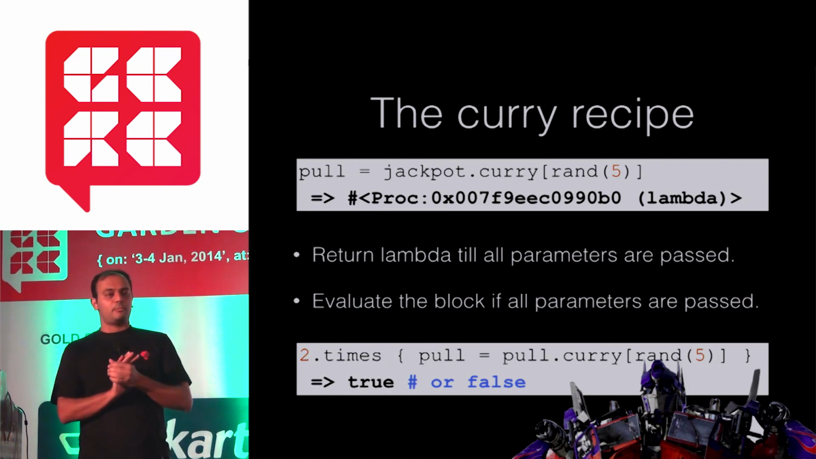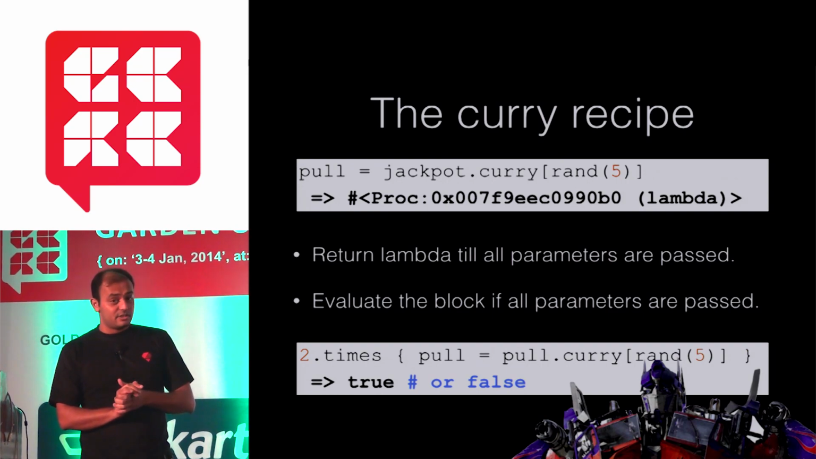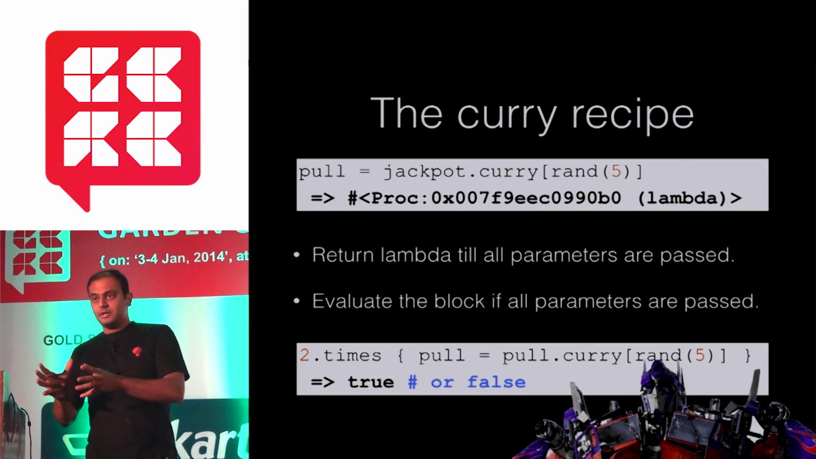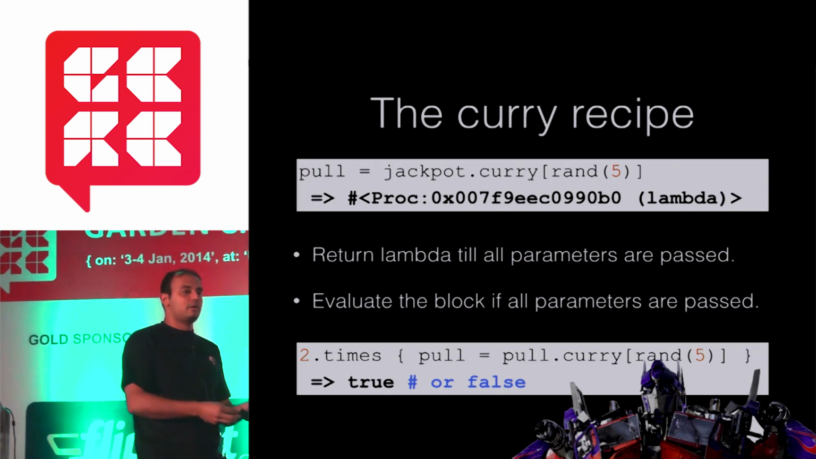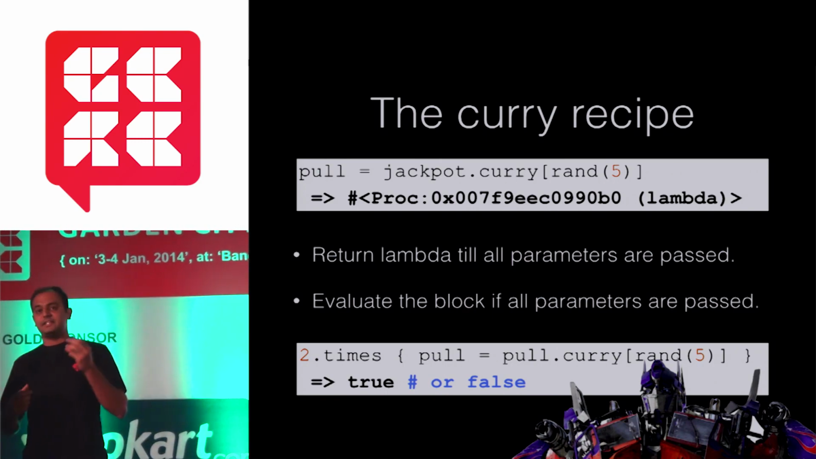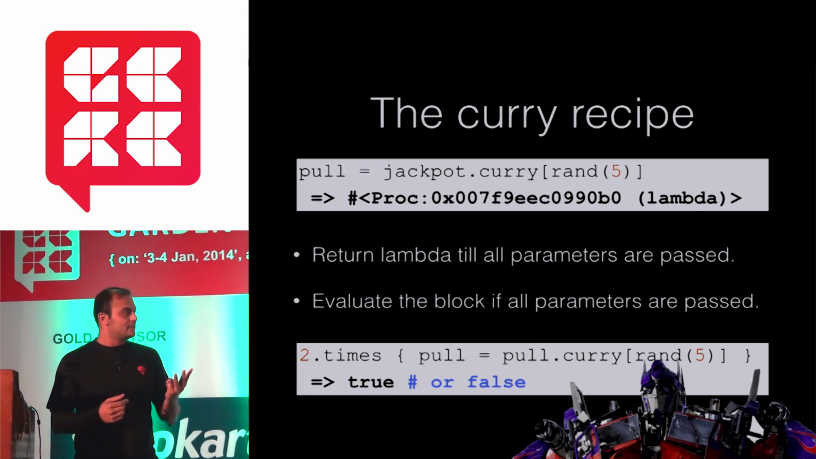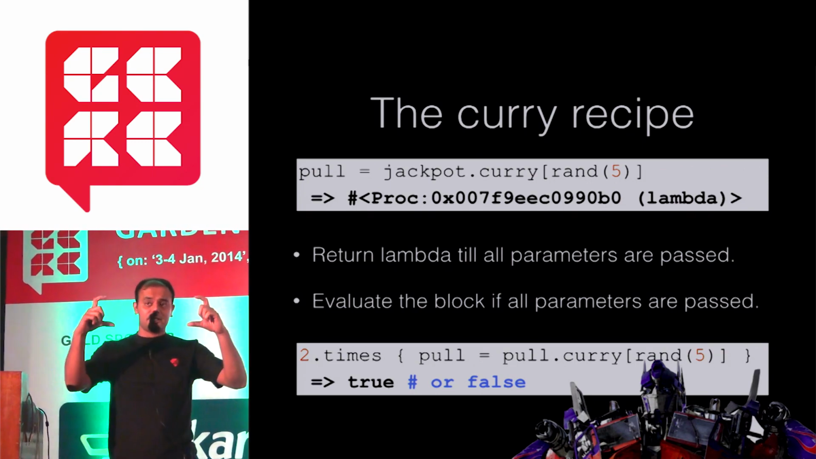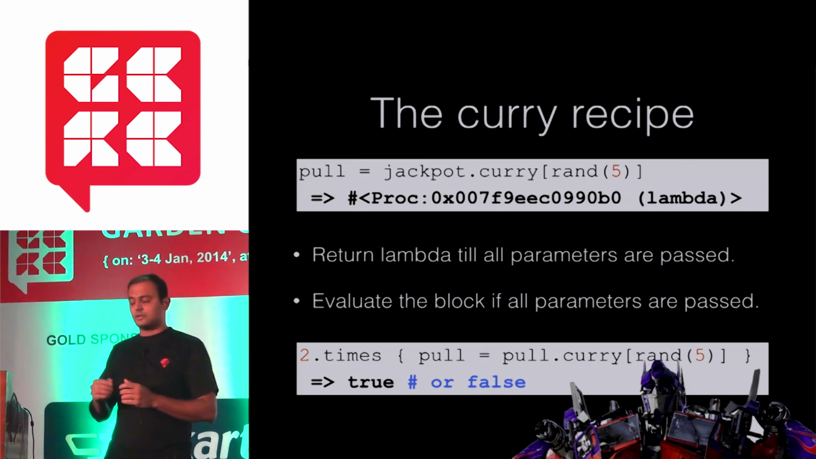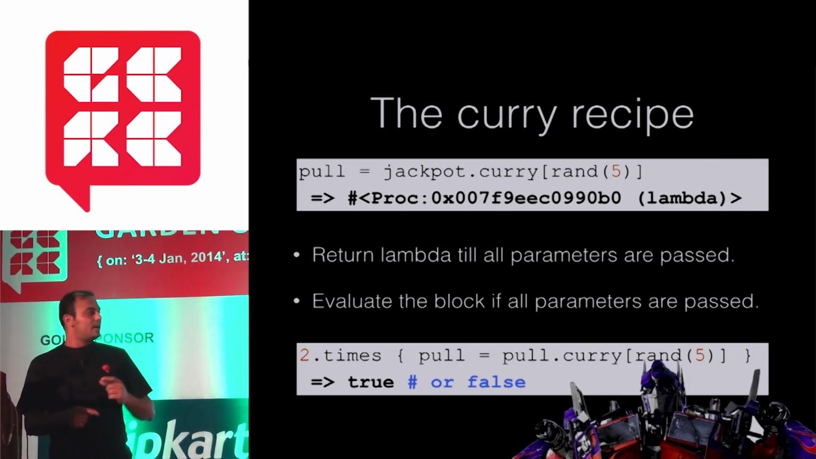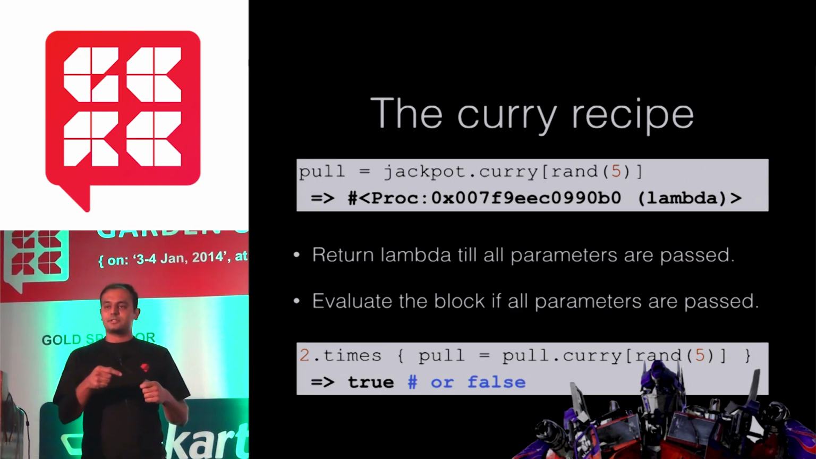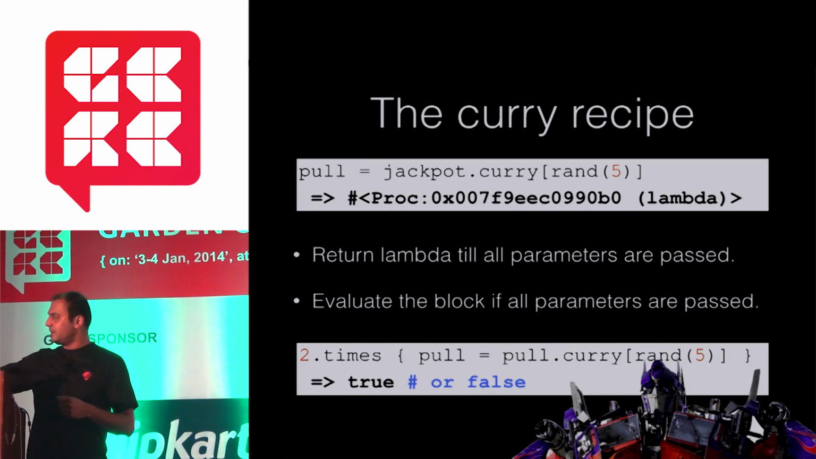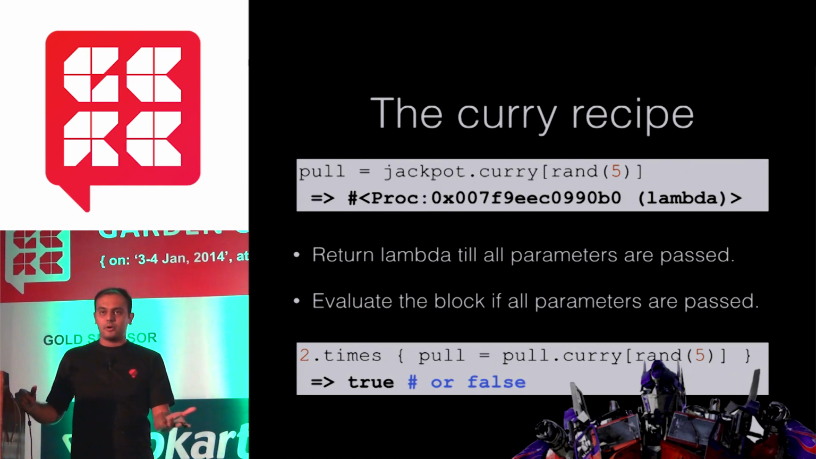is a method in the proc class which actually returns a lambda if all the parameters are not fulfilled. So in this particular case, I needed three parameters, x, y, and z. And in the first statement, I passed only one. Note, the invocation is in square brackets. It's different. And it returns me a lambda. But the other times, when all the parameters are actually fulfilled in the second statement, it actually evaluates the proc.